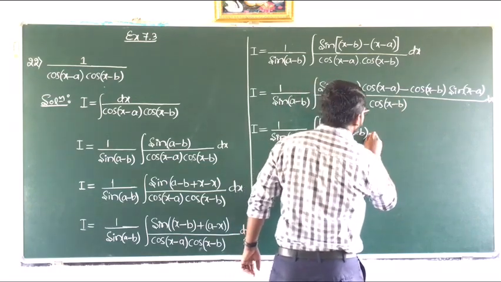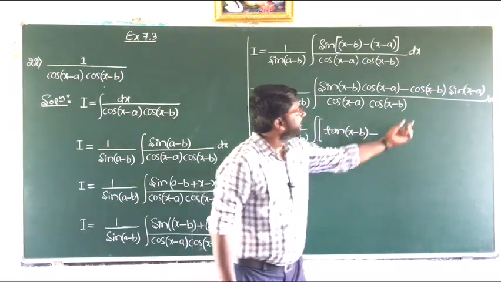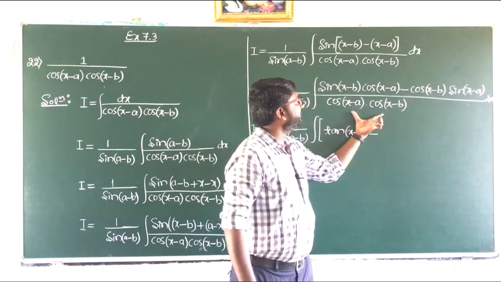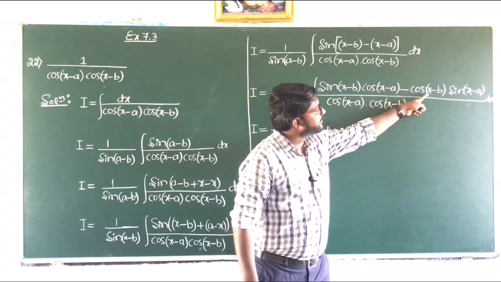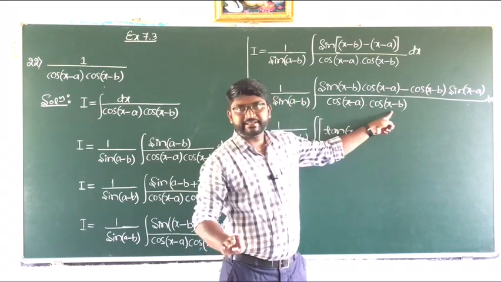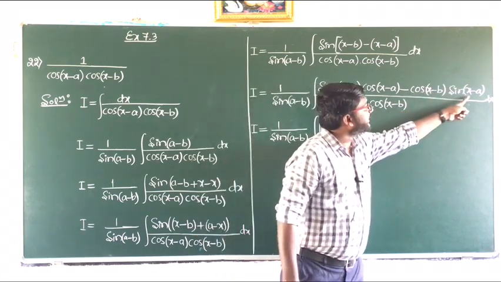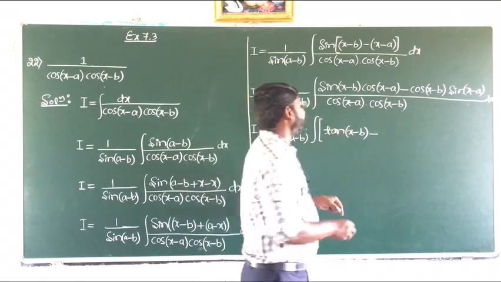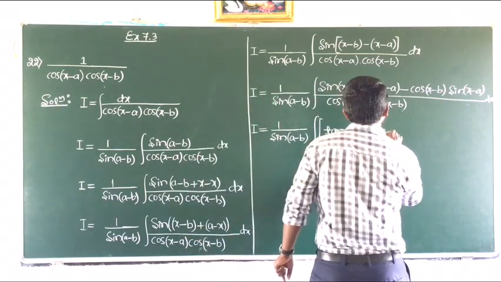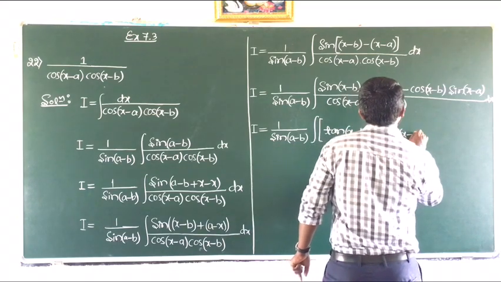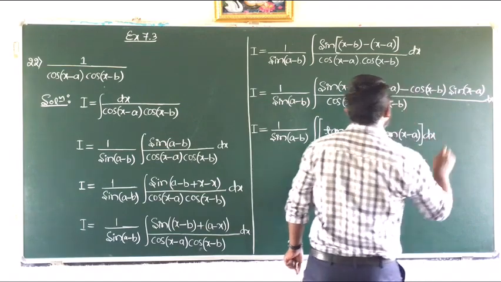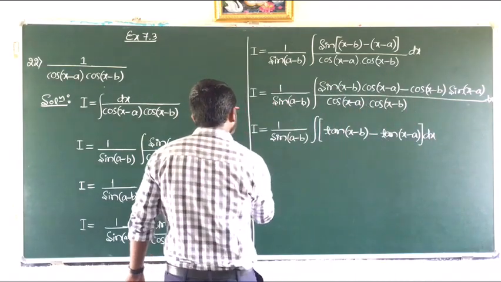Then there is a minus sign, write it as it is. Now cos of (x minus b) into sin of (x minus a) divided by the denominator. Here again cos of (x minus b) and cos of (x minus b) cancel. We are left with sin of (x minus a) divided by cos of (x minus a), that is nothing but tan of (x minus a), dx. Now integrate them separately.